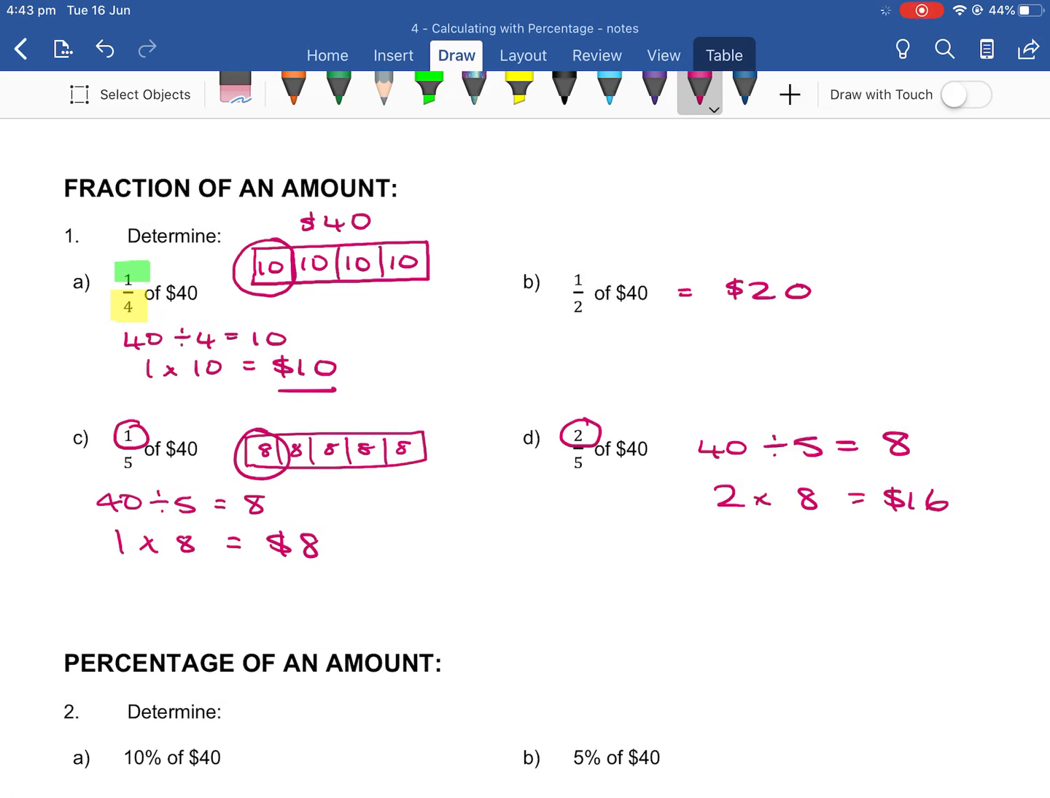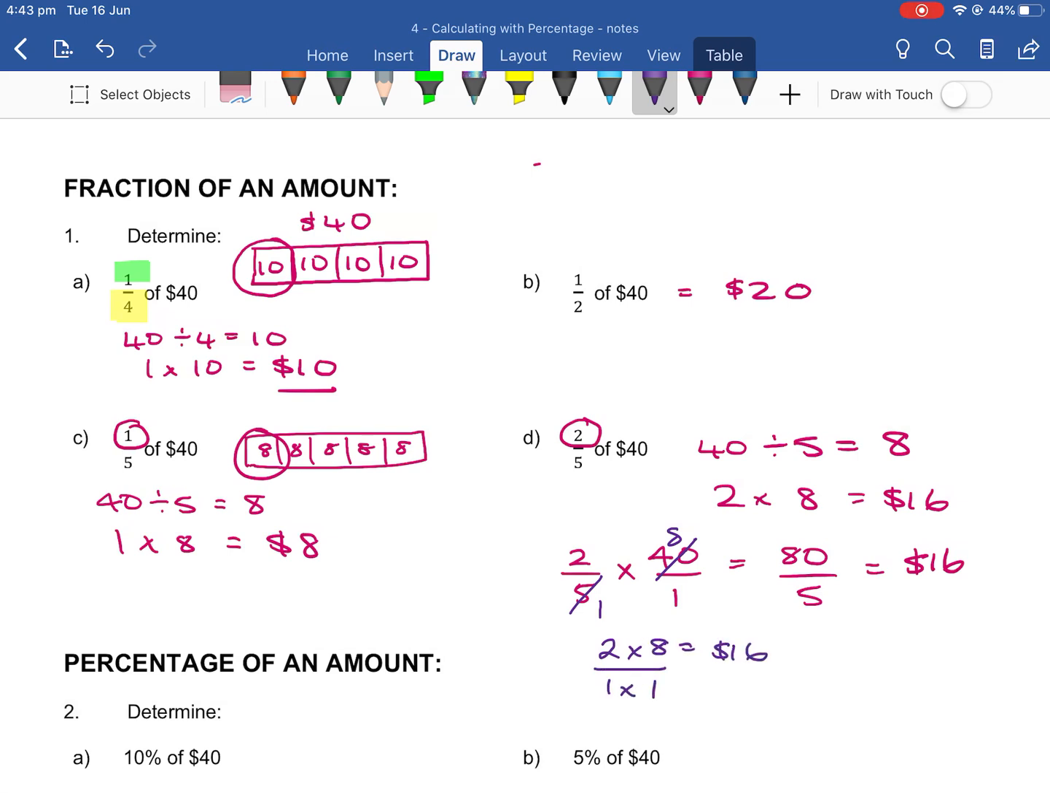Another way we can look at this is if we use multiplying fractions. 2/5 of, which means multiply, $40 is a whole, so it's 40 over 1. We can multiply our numerators, 80, multiply our denominators, 5, and we could simplify that down until we get 16 over 1, or $16. Another way we could look at this is we know that 5 goes into 5 once and goes into 40 8 times. So 2 times 8 is $16 over 1 times 1.